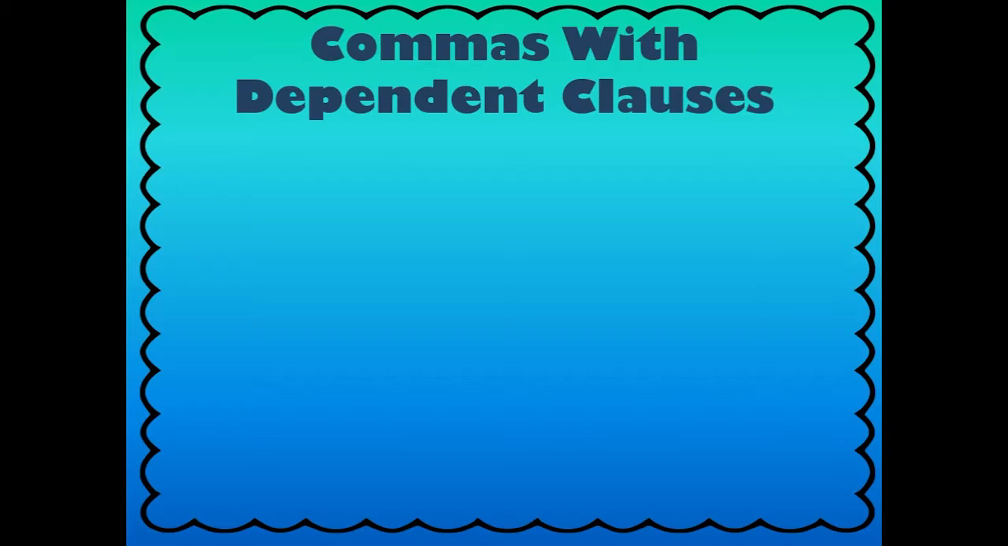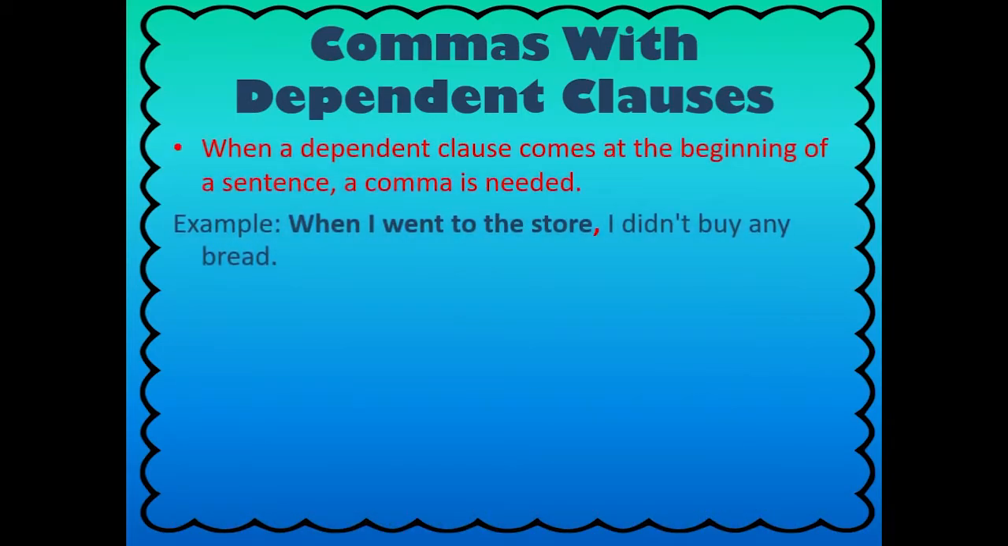So commas with dependent clauses. When a dependent clause comes at the beginning of a sentence, a comma is always needed. So for example, when I went to the store is a dependent clause. And so we need a comma after when I went to the store because that is not a complete sentence on its own. So our independent clause comes after.